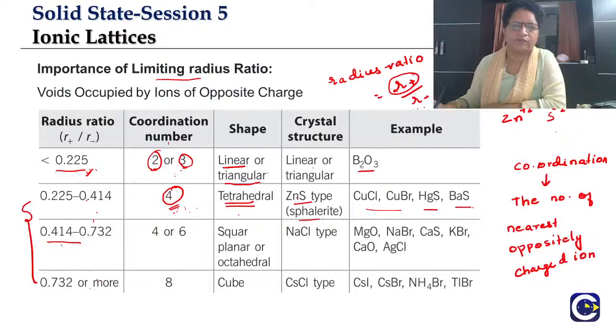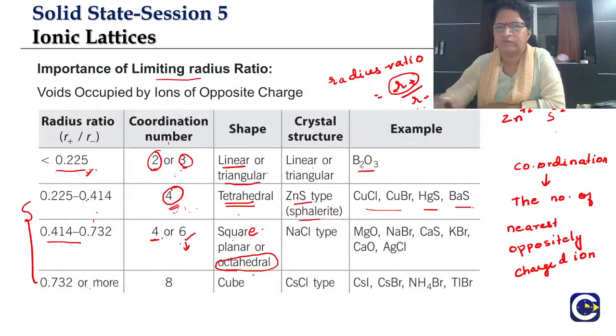Then the most known one is the radius ratio between 0.414 to 0.732. The coordination number we give as 6. When the coordination number is 6, we take it as octahedral. If the coordination number is 4, it would be a square planar structure. 6 is what we take generally for sodium chloride. And we call the structure octahedral. We call the crystal structure NaCl type or rock salt type.